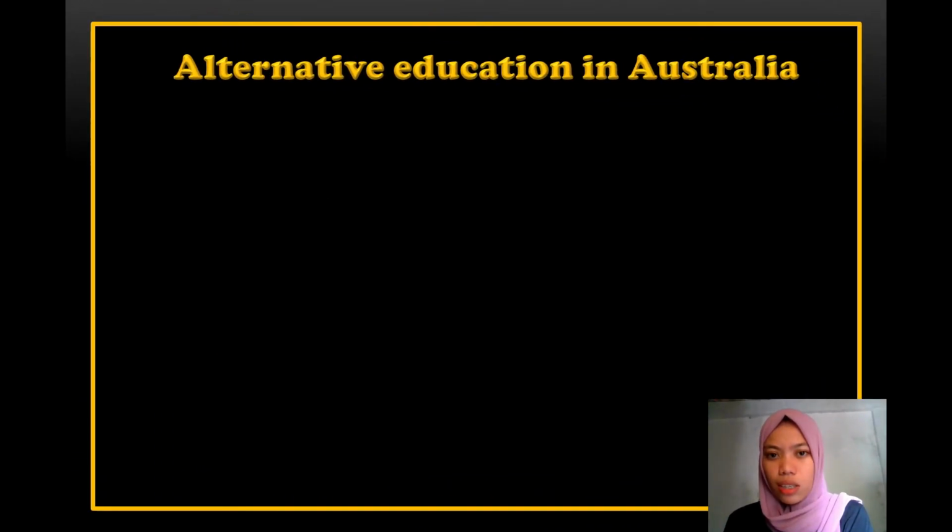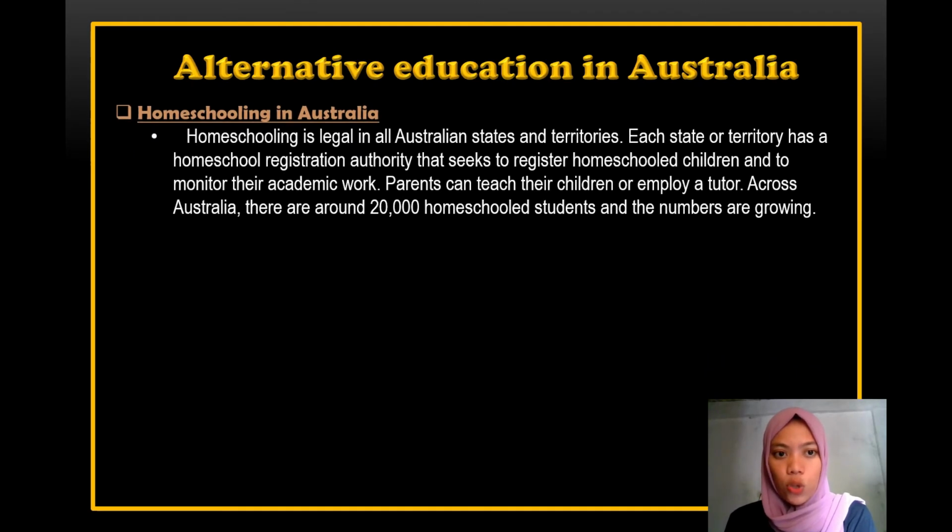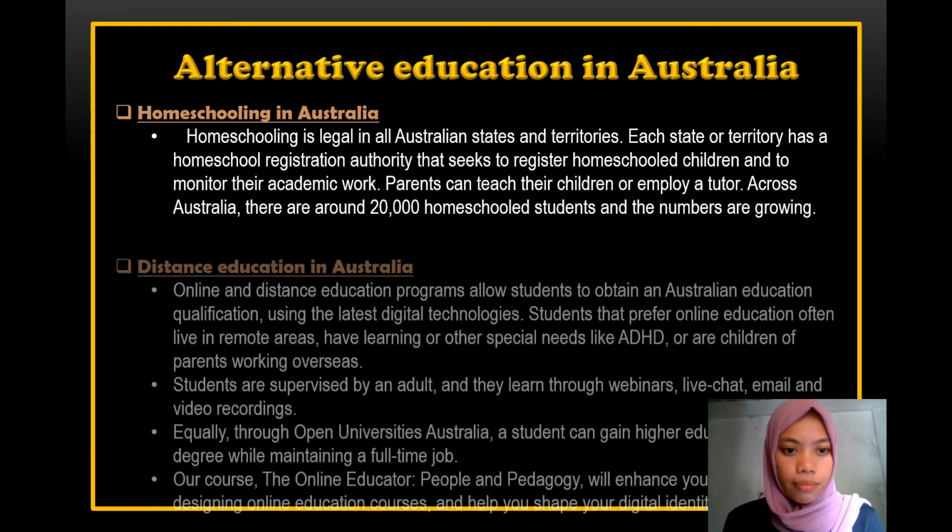Let us now proceed to the alternative education in Australia. The first one is homeschooling in Australia. Homeschooling is legal in all Australian states and territories. Each state or territory has a homeschool registration authority that seeks to register homeschooled children and to monitor their academic work. Parents can teach their children or employ a tutor, so they are able to hire a tutor. Across Australia, there are around 20,000 homeschooled students and the numbers are growing. So papalaki ng papalaki yung homeschooling sa Australia.